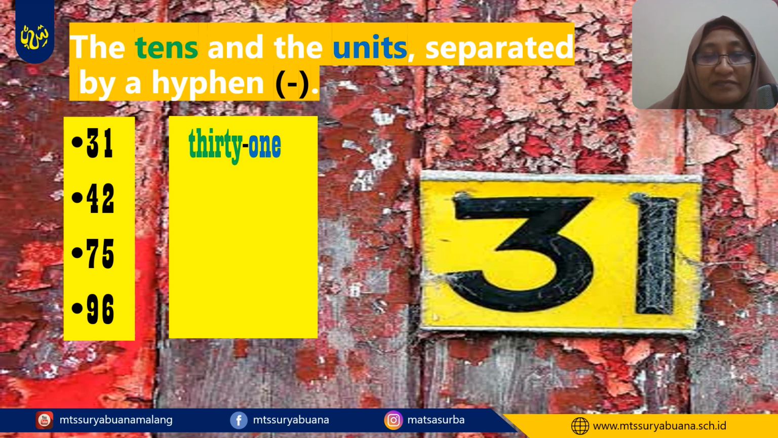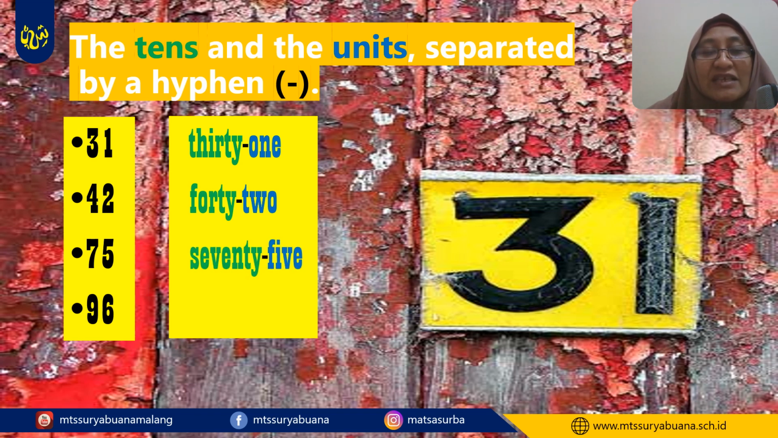31, 42, 75, 96. Now, pay attention to the hyphen. Okay? Right, each of them has a hyphen between the tens and the units.